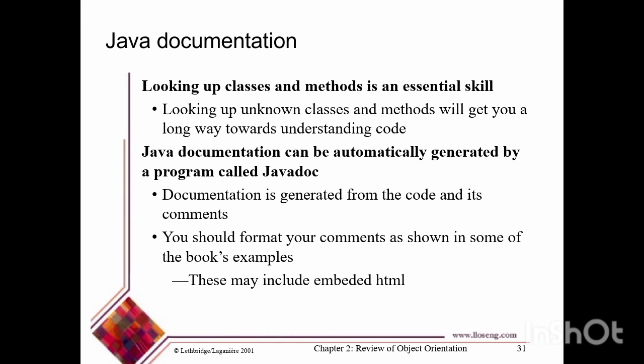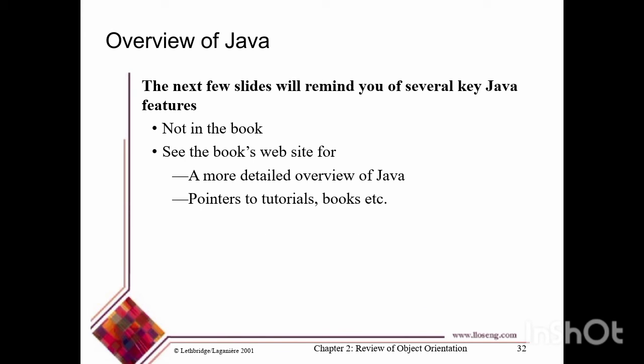And Java documentation. Looking up classes and methods is an essential skill. Looking up unknown classes and methods will get you a long way toward understanding code. Java documentation can be automatically generated by a program called Javadoc. Documentation is generated from the code and its comments. You should format your comments as shown in some of the book's examples. These may include embedded HTML. And an overview of Java: the next few slides will remind you of several key Java features.